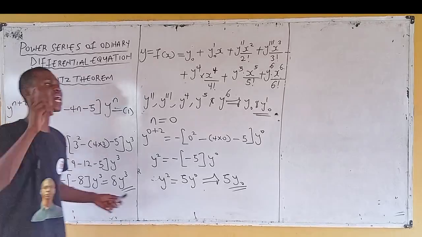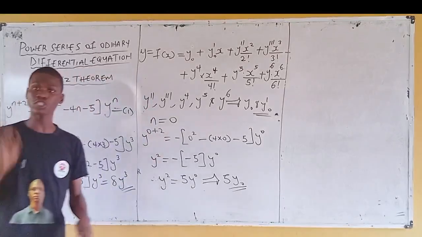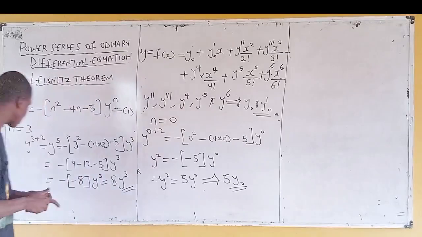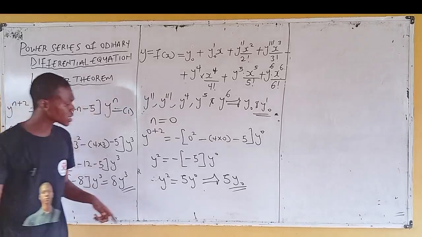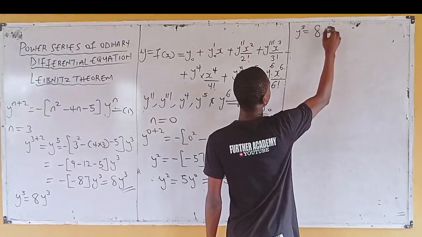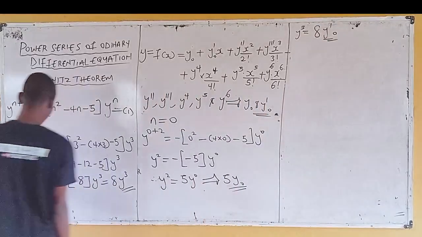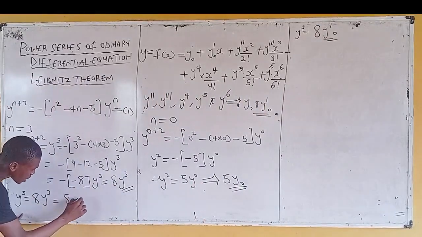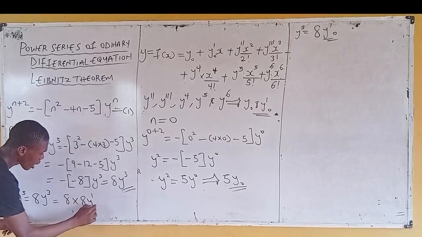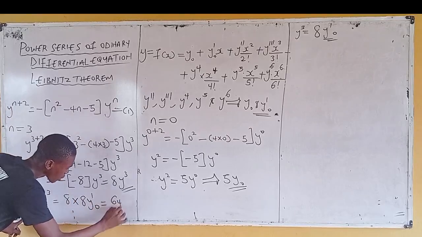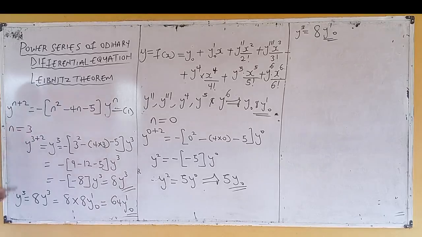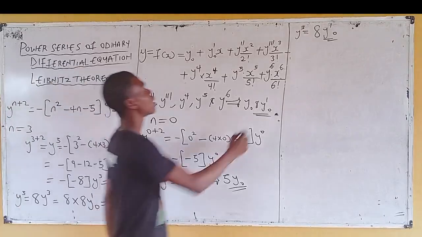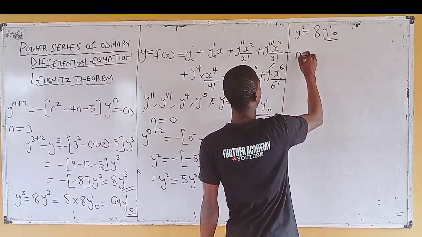And we said all higher derivatives must be a function of what? y and y prime. So if I'm getting y to the power of 5 in terms of y cubed, I have to express y cubed in terms of y naught or y prime naught. Recall that y to the power of 3 was 8y prime naught. Therefore, y to the power of 5 becomes 8 multiplying 8 multiplying y prime naught, which equals 64y prime naught, right? This is when n equals 3. When n equals 3, we got y to the power of 5 equals 64y prime naught.